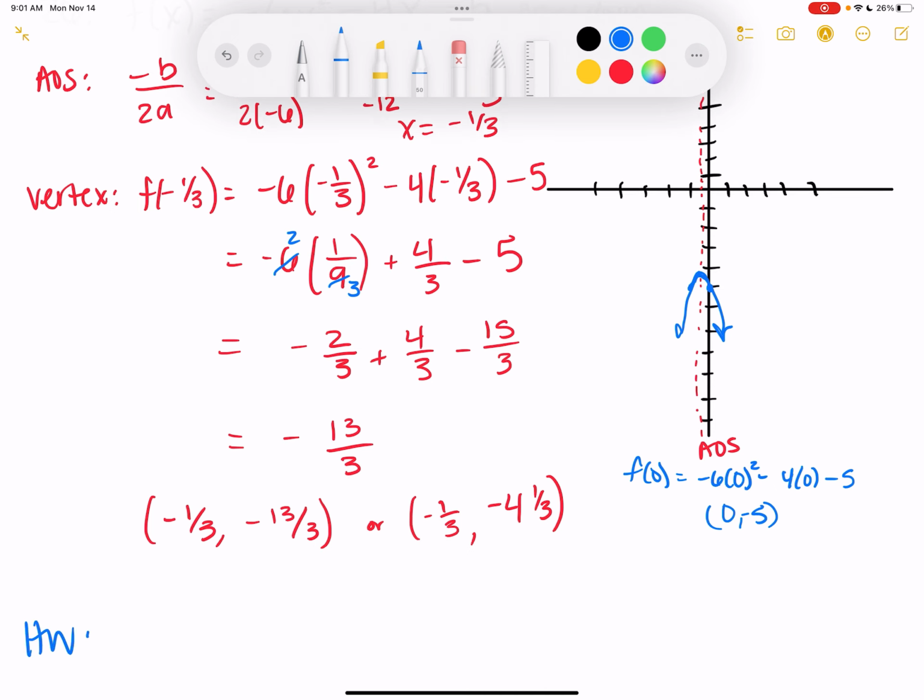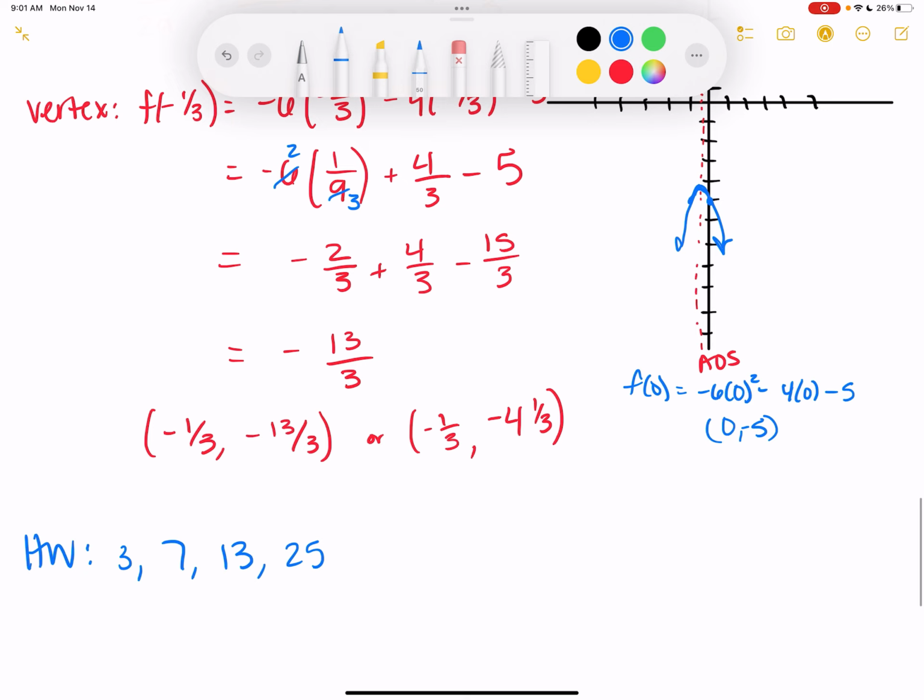All right, so your problems are 3, 7, 13, and 25. I've tried to give you a variety here, so if you feel like you're still struggling or you need to do some optional extra practice, I would say do 11, 21, and 23. But that's purely up to you. You have to do the top 4 and then submit them.